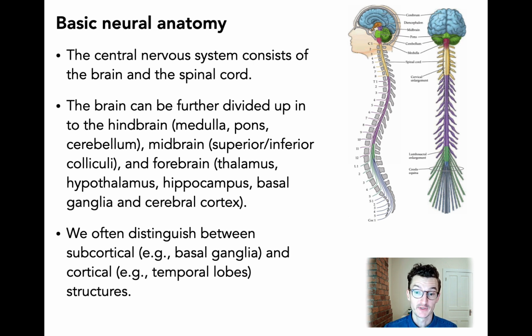More commonly, we actually just refer to the cortex, the outer layer of the brain, which contains the lobes of the brain, versus subcortical structures. So everything below, everything sub to the cortex. So the basal ganglia is an example of a subcortical structure. The cerebellum is another example of a subcortical structure.